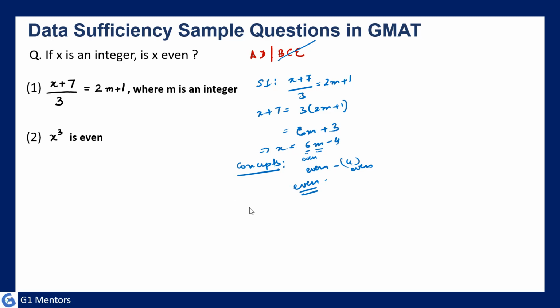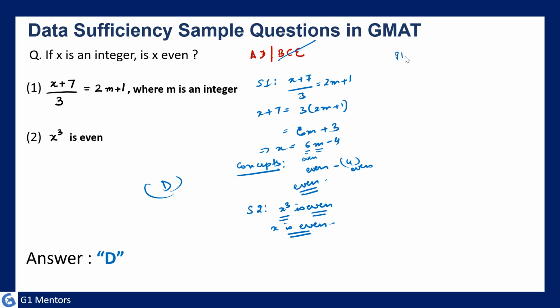Now let's see the second statement. Statement 2 alone: x cube is even. So we know that any even number raised to any exponent is an even number only. So from statement 2 also we can say that x is an even number. So the answer choice to this question is D, that both the statements individually are sufficient to answer the question.